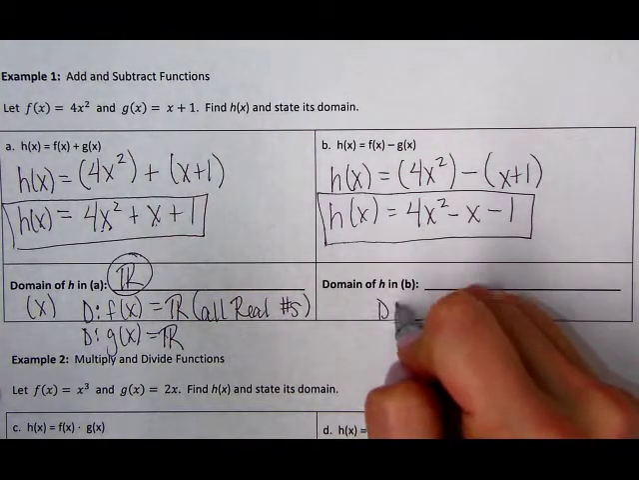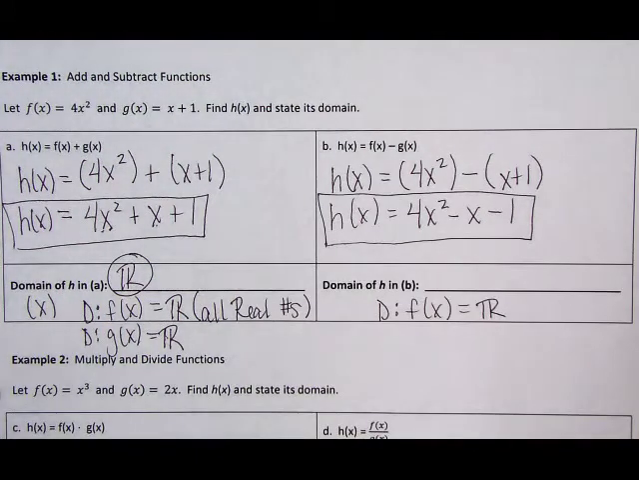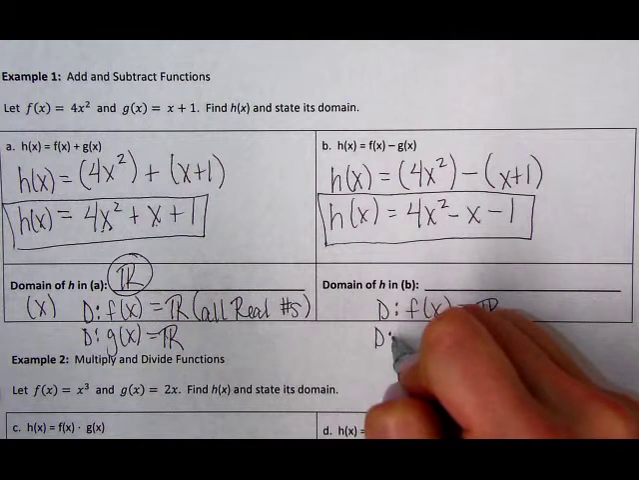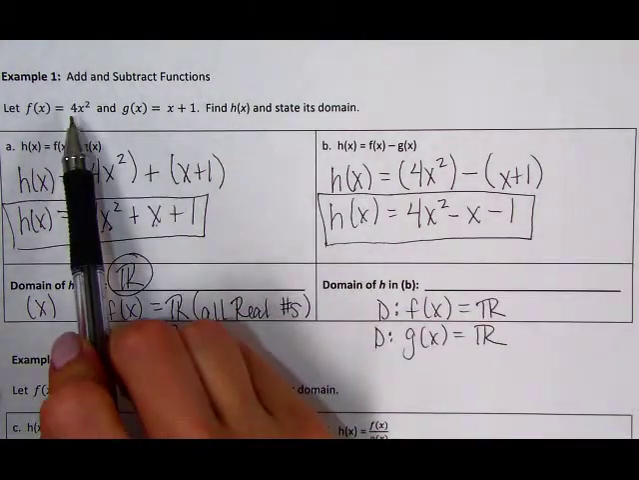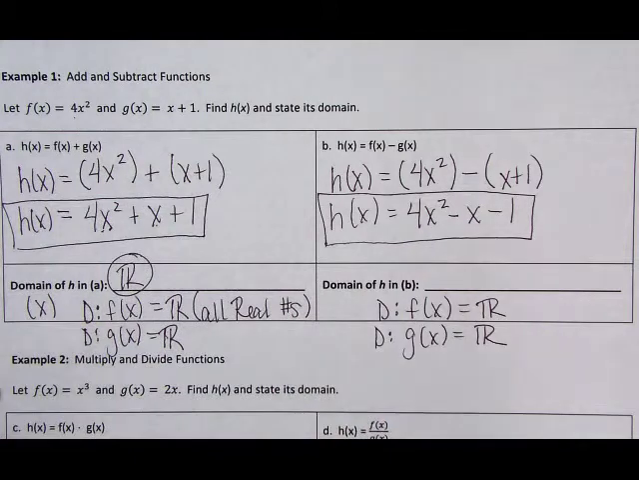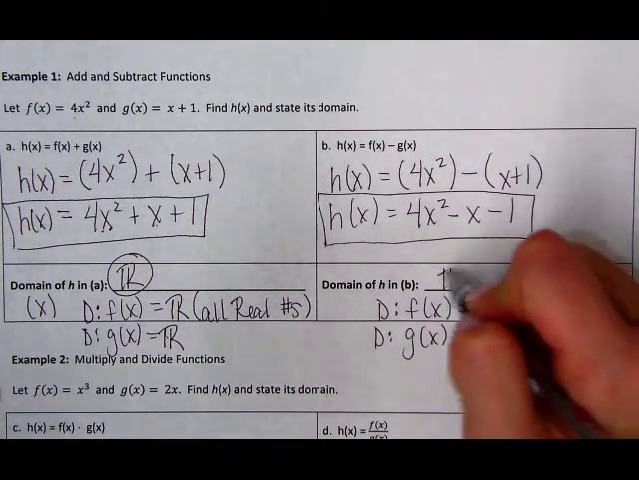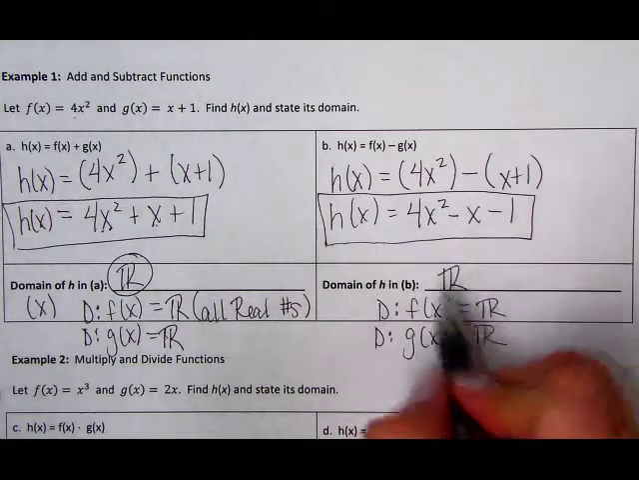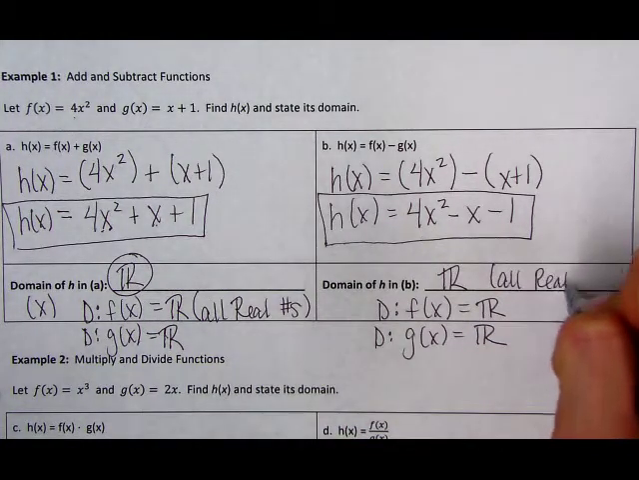Again, my domain for f of x is all reals. My domain for g of x is all reals. I can plug anything into each of these equations separately and get a real number out. And since both of these are not restricted, my overall new function is also not restricted, so that's also going to be all real numbers.